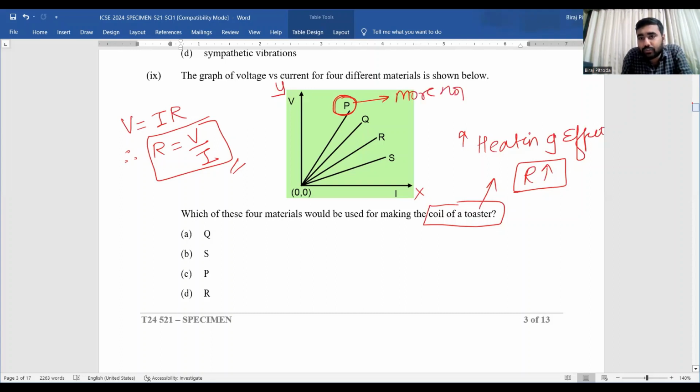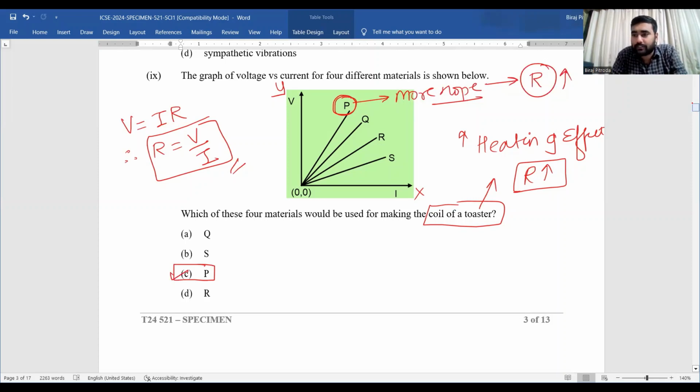As it has more slope, students, this wire will have more resistance. And if the resistance of that wire is more, then that wire is the best wire which could be used for any electrical device which is related to the heating effect of electric current. So my option number C is the correct one, because this P wire has more slope, which concludes that it has more resistance. Resistance more, it could be better used for the heating effect of electric current.